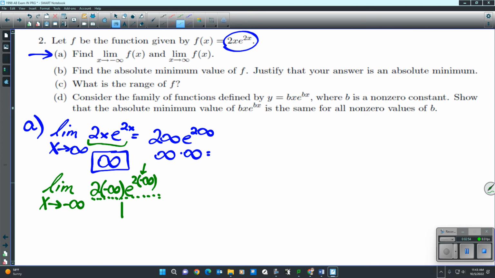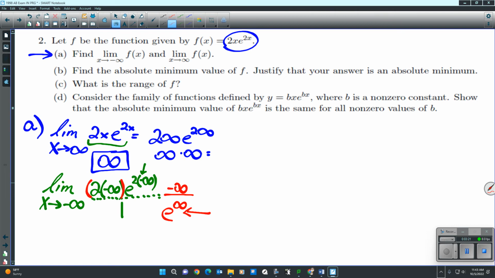So I now have in the front 2 times negative infinity, so negative infinity, all over e. My infinity will now be positive in this exponent. And you might say, well, what happened to the 2? 2 times infinity is still infinity.